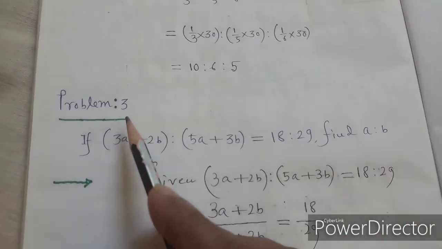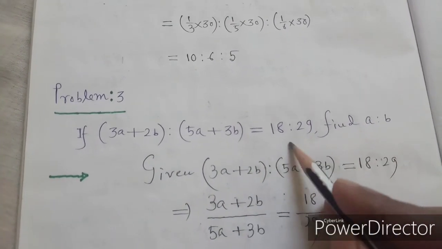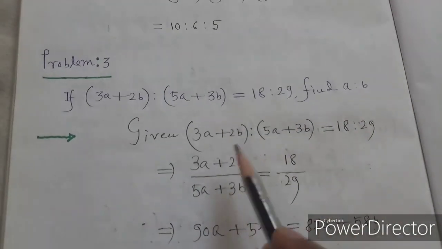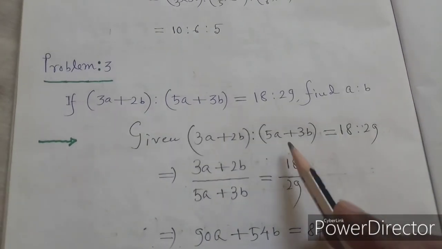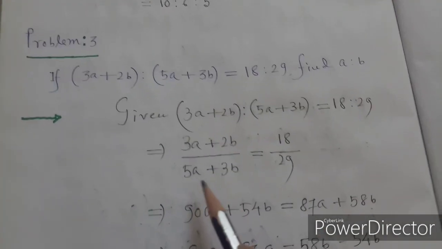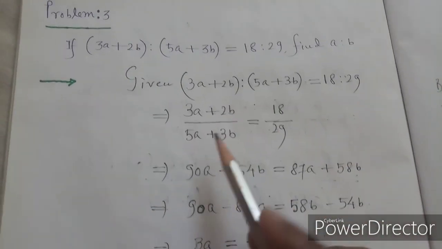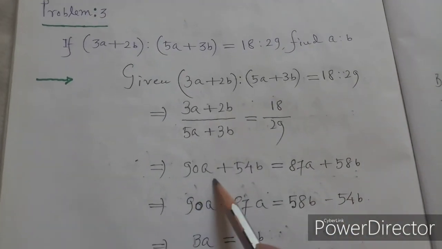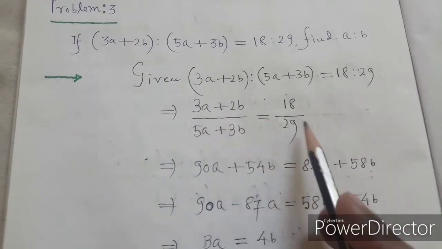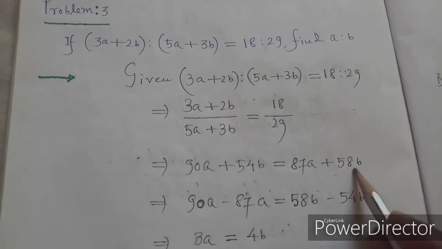Okay. Now problem number 3. If 3a plus 2b is to 5a plus 3b equal to 18 is to 29, find a is to b. How to find it? So given 3a plus 2b is to 5a plus 3b equal to 18 is to 29. That means 3a plus 2b by 5a plus 3b equal to 18 by 29. Cross multiply it. So 5a into 18 how much? 90a plus 3b into 18, 54b, equal to 3a into 29, 87a plus 2b into 29, that is 58b.